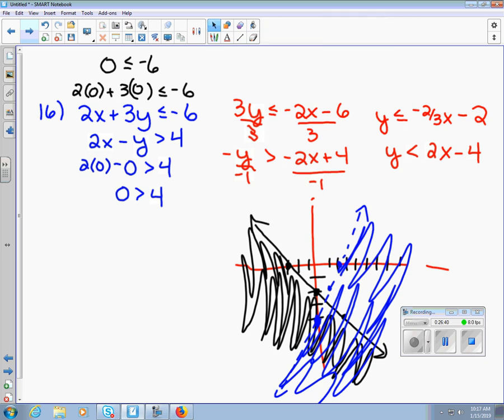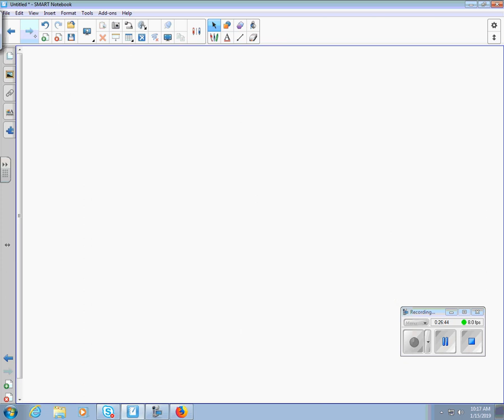Okay, what else do we've got? We've got 17 and 27. Let me quickly jump to 27, and then I'll go back to the last one, which is the piecewise.